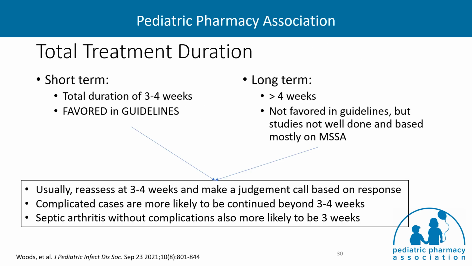So I've alluded to this before, but in terms of treatment duration, guidelines do make a reasonable statement that they're favoring 3 to 4 weeks for most uncomplicated cases. Anything greater than 4 weeks is considered long-term and not typically favored in the guidelines. But there is some controversy when it gets to MRSA and complicated cases. So typically, what we see is a patient gets stabilized, they get sent home on PO, and then there's a scheduled ID visit at about 3 or 4 weeks. They make a judgment call as to whether or not to continue, because by that 3 to 4 weeks, they should be completely resolved of all of their issues.